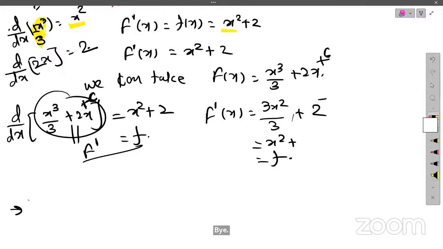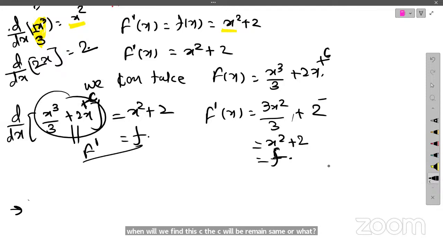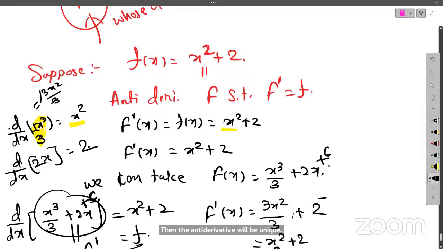Then how will we find this c? Will the c remain the same or what? This c actually depends on the scenario. If you have some condition which gives us a particular fixed c, then the antiderivative will be unique. Otherwise, that's why we say that we have an antiderivative, not the antiderivative, because every antiderivative of a function differs by a constant. This constant is this c.